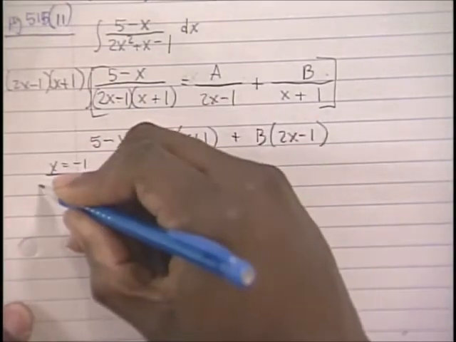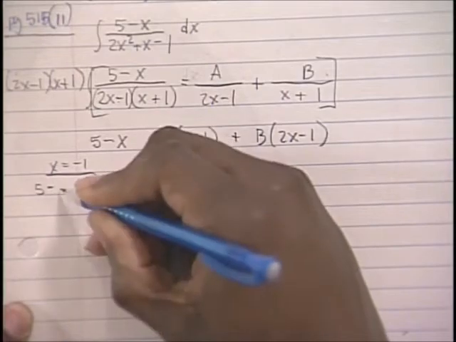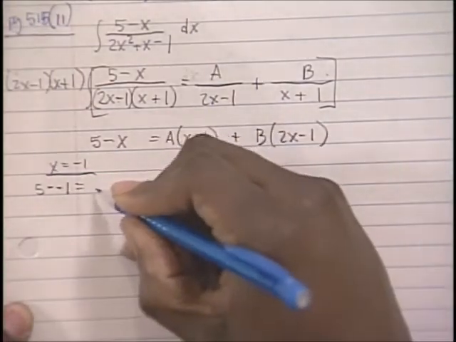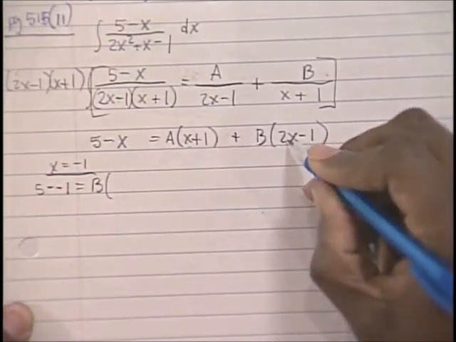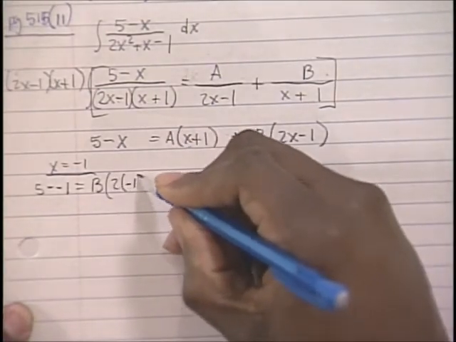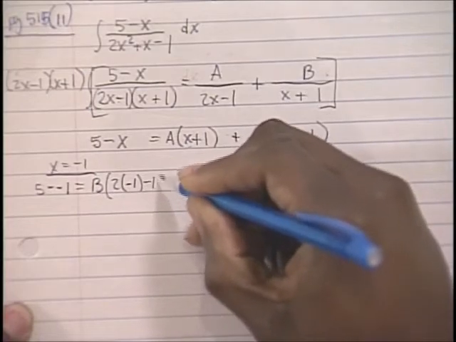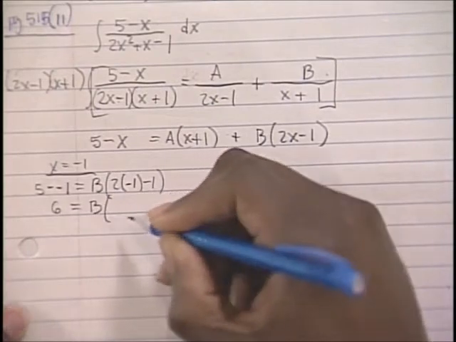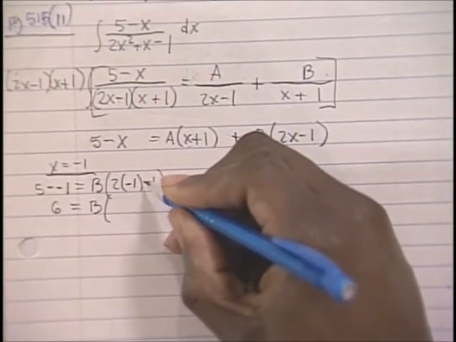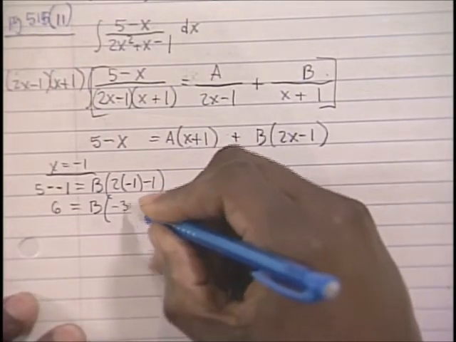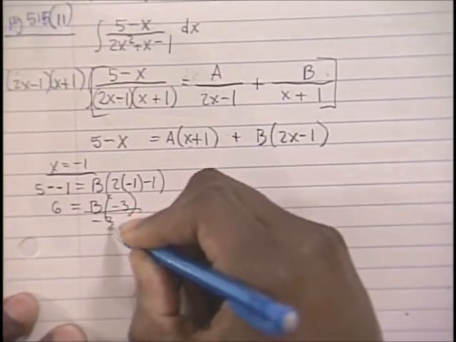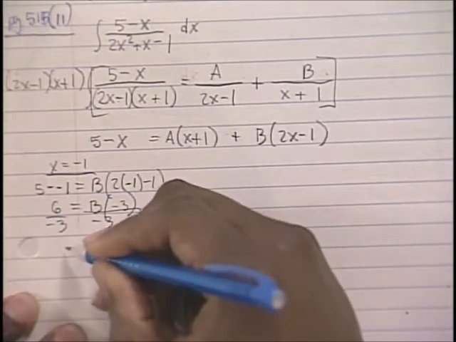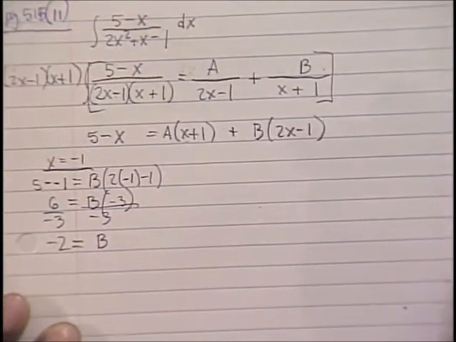So we end up with 5 minus a negative 1 is equal to, that will cancel, B times 2 times a negative 1 minus 1. We end up with 6 is equal to B times negative 2 minus 1, which is negative 3. So you divide by negative 3 on both sides, and you get B is equal to negative 2.